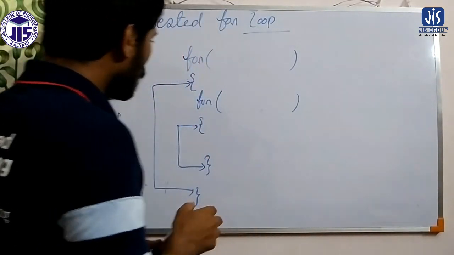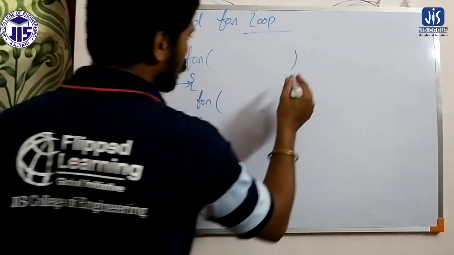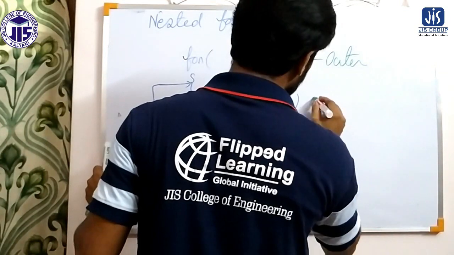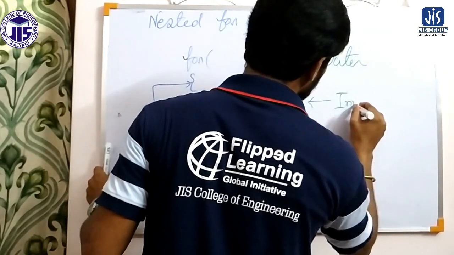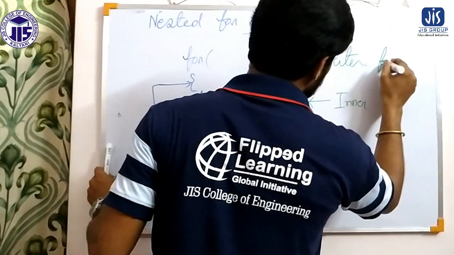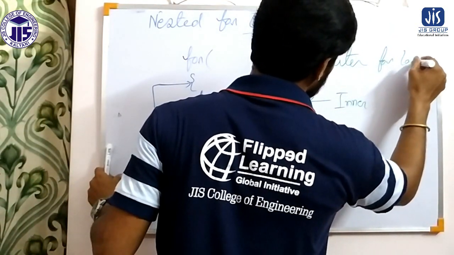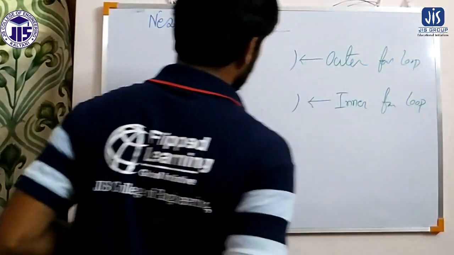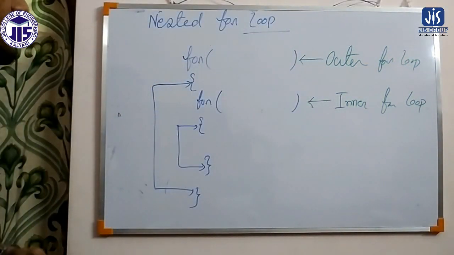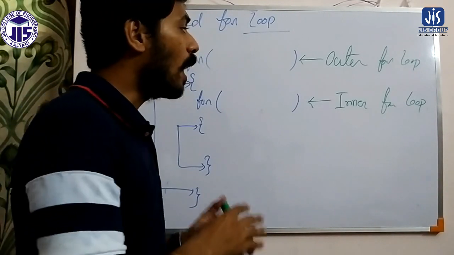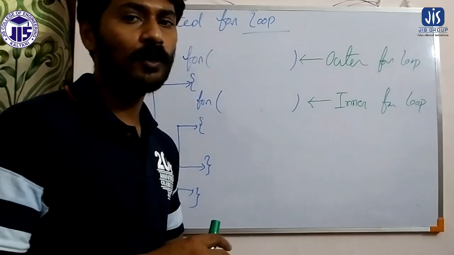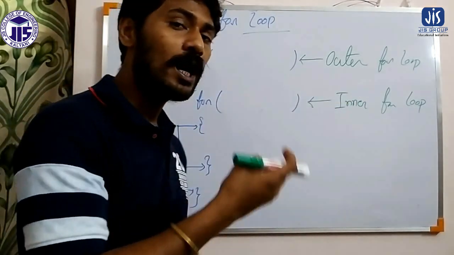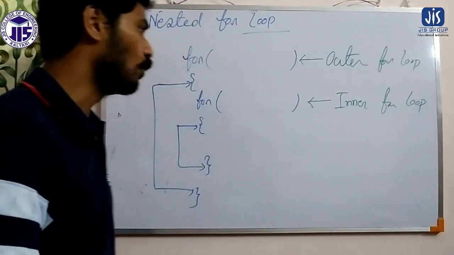And in this situation, this loop is called the outer for loop, and this is called the inner for loop. Now what is the relation between this outer for loop and this inner for loop? How will the nested for loop execute? Then I will show a very simple program using nested for loop.